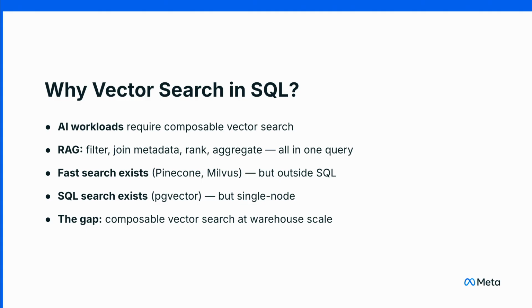As a result, you find yourself stitching multiple systems together, as in the previous talk. Right? You have to do the SQL, then you ship your data to the vector search, then you come back. This is a lot of hassle. So the fundamental gap is that faster vector search exists, but composable vector search at scale doesn't exist.